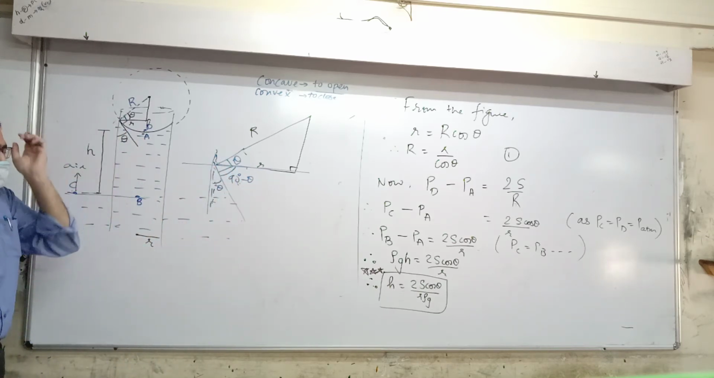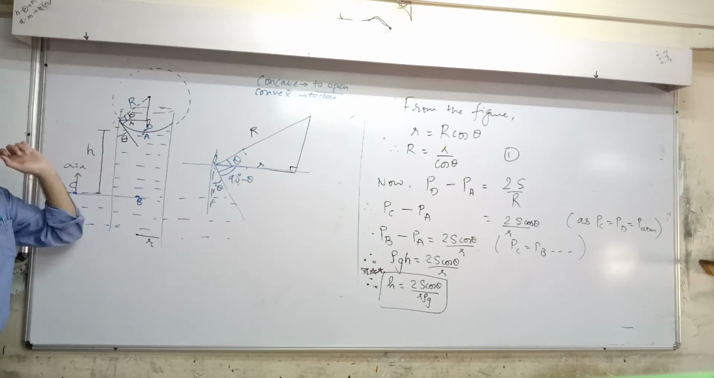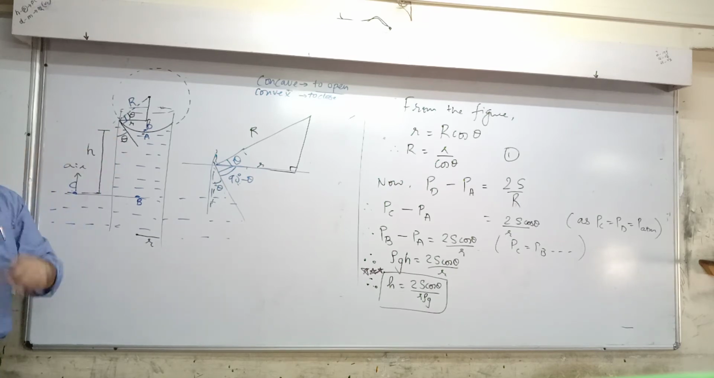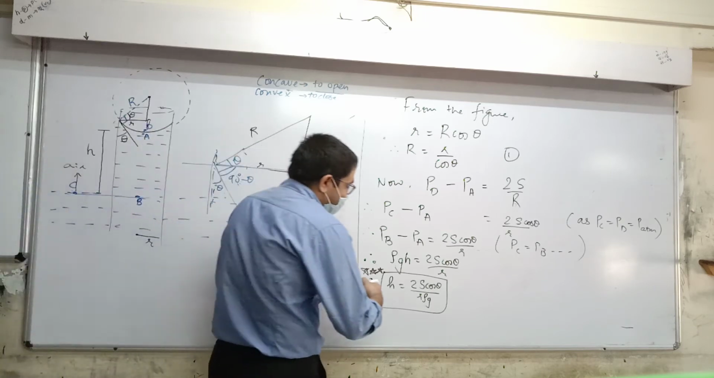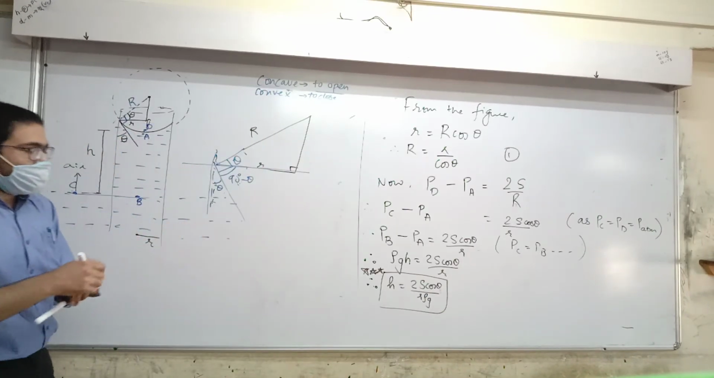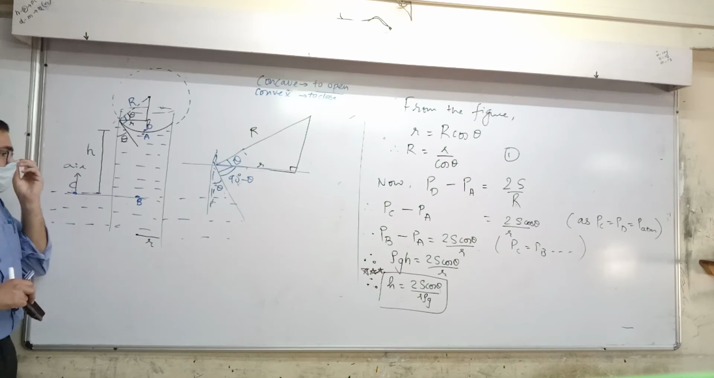There shouldn't be much trouble with the remaining terms. S for surface tension, theta for contact angle. Angle of contact or contact angle. If you want to write theta c, write theta c, I don't mind. Again, theta is contact angle.